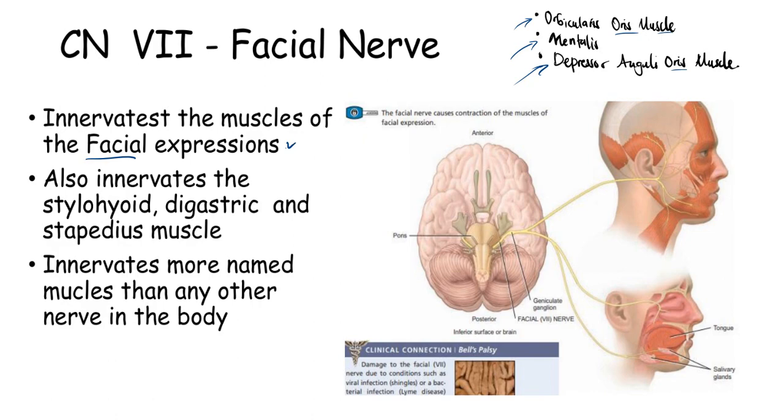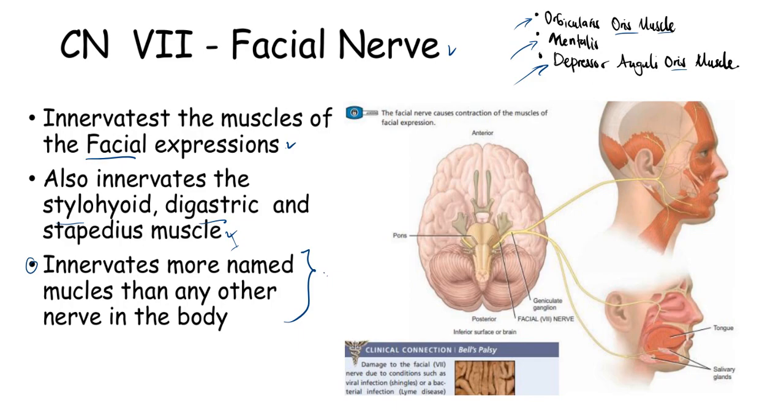It also innervates the stylohyoid, digastric, and stapedius muscle, but for your coverage, as for now, you can just leave them out. And it innervates more named muscles than any other nerve in the body. So this is just one thing again to know about the facial nerve. Which of the following nerves innervates more named muscles than any other nerve in the body? You know that's the facial nerve. So keep that in memory for MCQ's sake. All right.